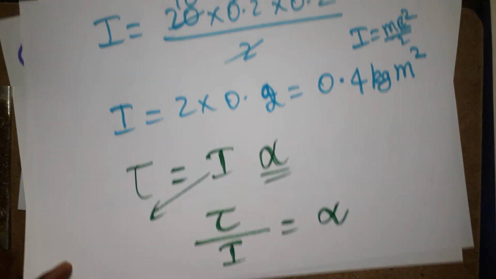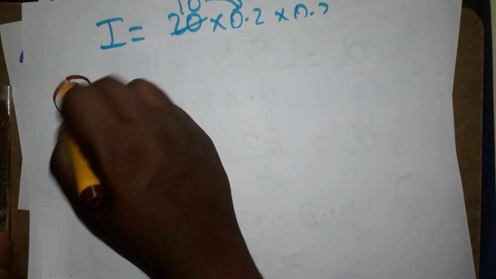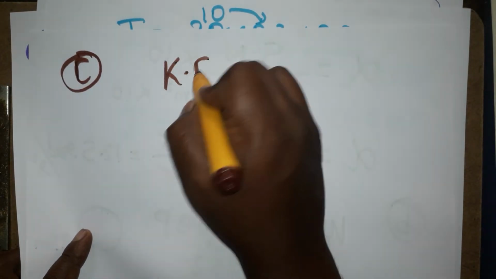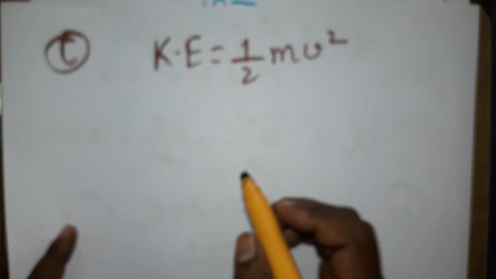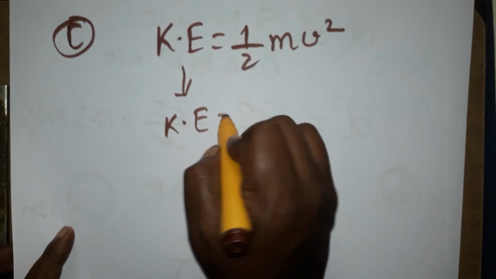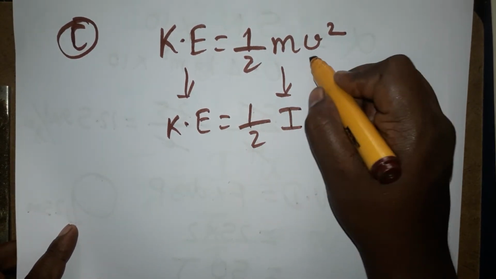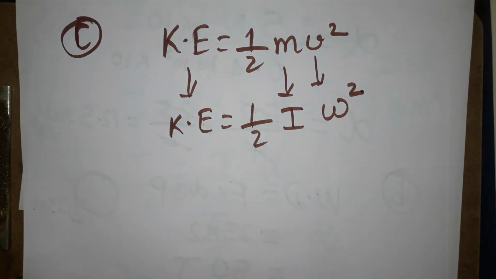Next, what is the kinetic energy? Usually we know kinetic energy is equal to half m v square. It is for linear motion. For rotation motion, m is going to be the rotational moment of inertia, and velocity we can take as the angular velocity.